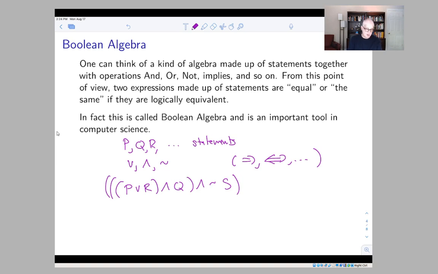This is a kind of algebra. It's called Boolean algebra. And it's really fundamental to working with computers and actually if you wanted to go farther in logic. So in this kind of Boolean algebra, the equal sign is this logical equivalence. So two statements like this are equal if they're logically equivalent. We're not going to pursue this, but in case you might have seen this in another course, I thought it would be worth mentioning.